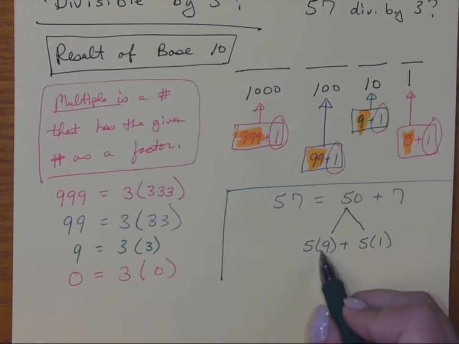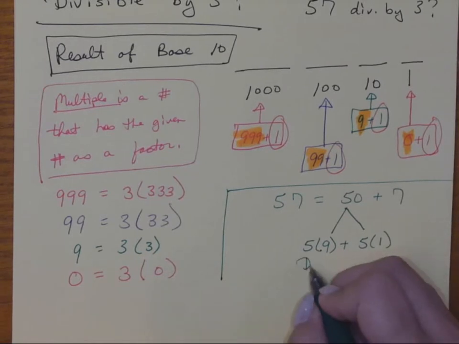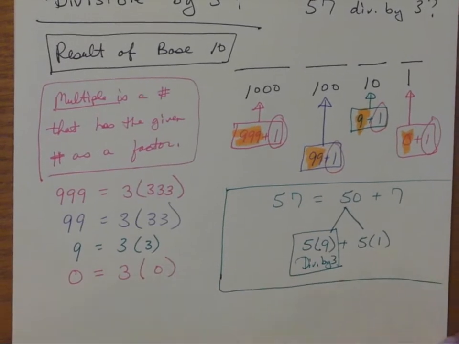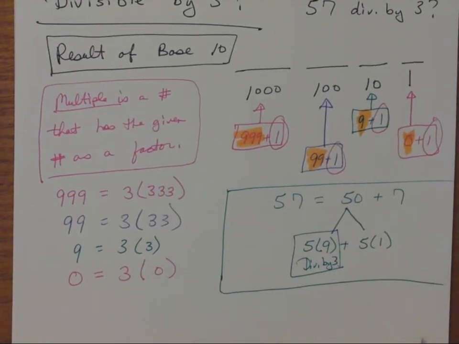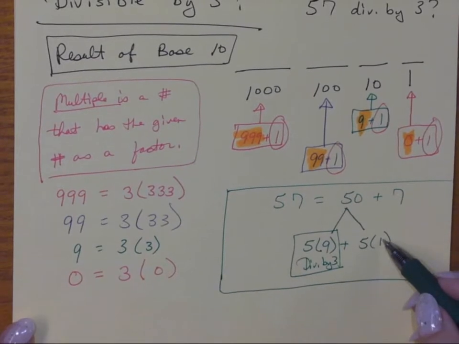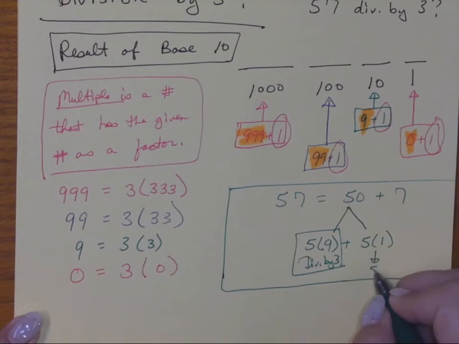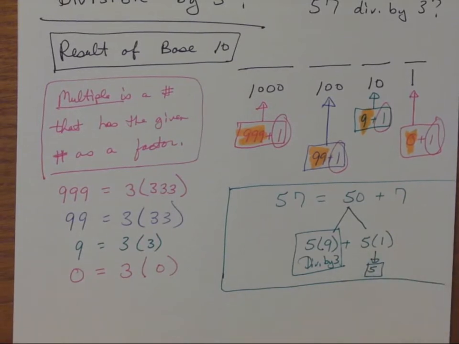5 sets of 9 would be 45. Well, hang on. I know that's divisible by 3, so we can kind of ignore that for a second. And then 5 sets of 1 right here would just be 5. So what I'm worried about is 5 going to add together with some other weird number in a second. Is 5 going to make it so that I can add it with some other number and the individual leftovers, so to speak, will work out?